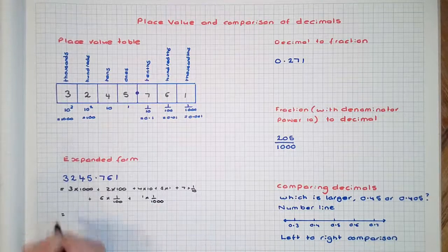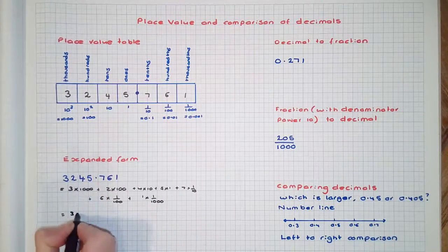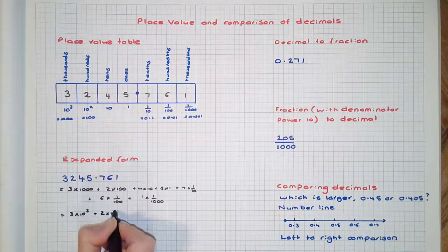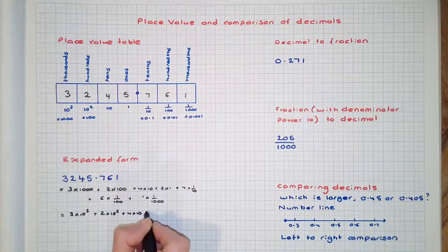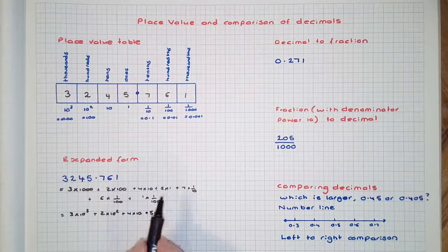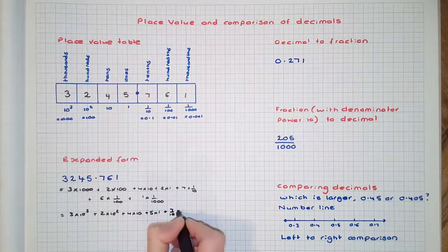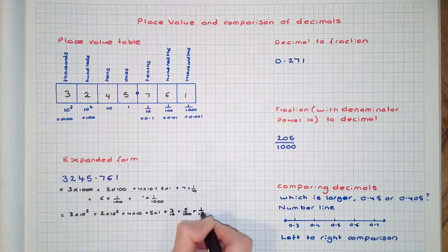In a simpler form, we can use powers of 10: 3 times 10 to the power of 3, 2 times 10 to the power of 2, 4 times 10, and then 5 times 1. I'll just write these as simple fractions: 7 tenths, 6 hundredths, and 1 thousandth.